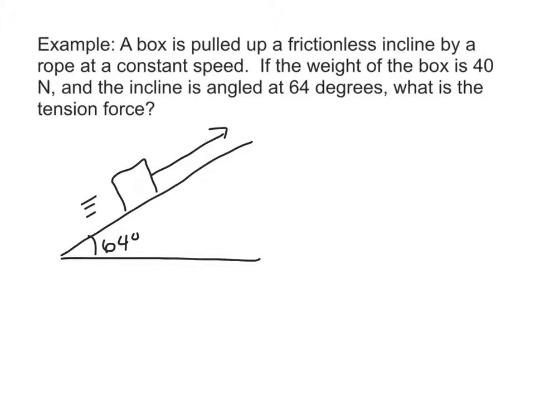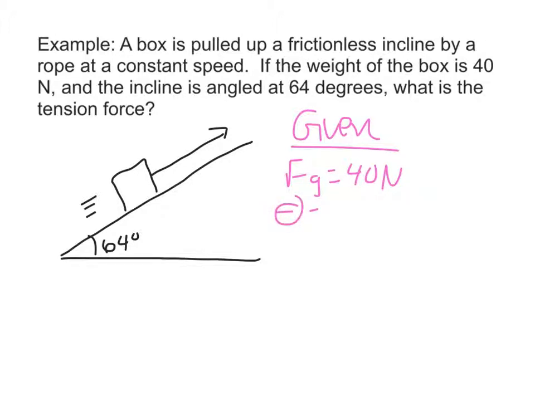Given values. We know that the weight of the box is 40 newtons. Be careful, that's weight, not mass. If it was mass, it would have been kilograms. We know that the incline is 64 degrees. So our theta will be equal to 90 degrees minus 64 degrees. Remember, anytime you're at an angle of incline, your theta that you're using to get x and y components is 90 minus that angle. So theta will equal 26 degrees.